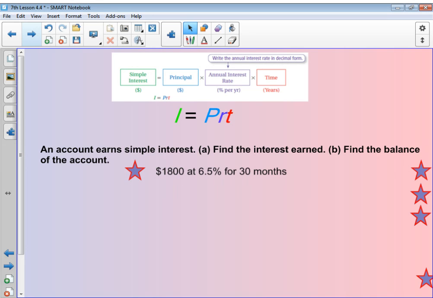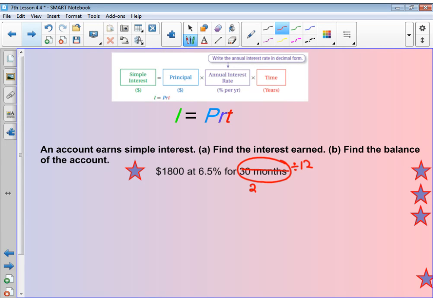We have $1,800 at 6.5% interest for 30 months. So this one's kind of tricky. And here's why. First of all, when we go through to do this, let's change that into our decimal form of years. So if we were to convert that into years, well, we want to divide this by 12. Why? Because there's 12 months in a year. So if we divide that by 12, 30 divided by 12 is going to give us 2.5. So instead of thinking of it as 30 months, let's now change that to 2.5 years.